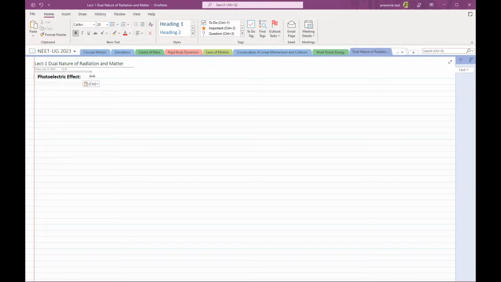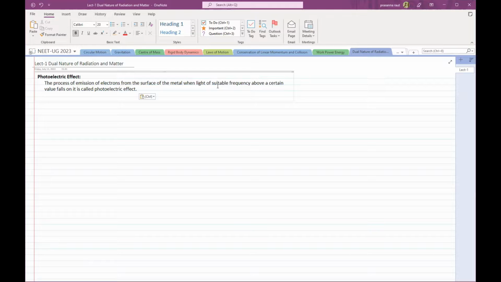We start with the definition of the photoelectric effect. Now, what is the photoelectric effect? It is the process of emission of electrons from the surface of a metal when light of suitable frequency, above a certain value, falls on it. This process is called the photoelectric effect.